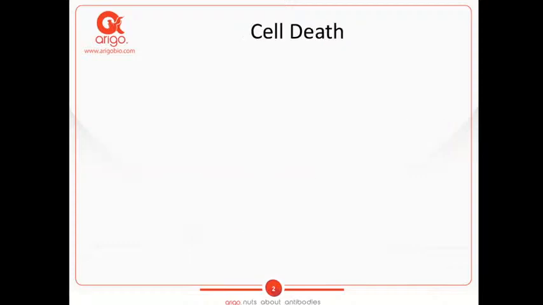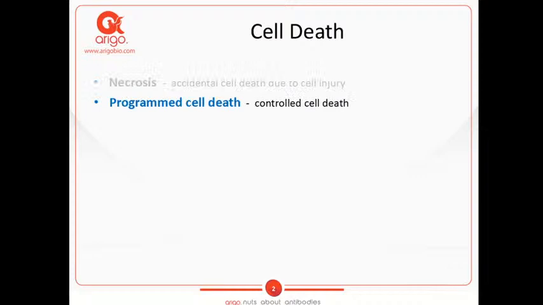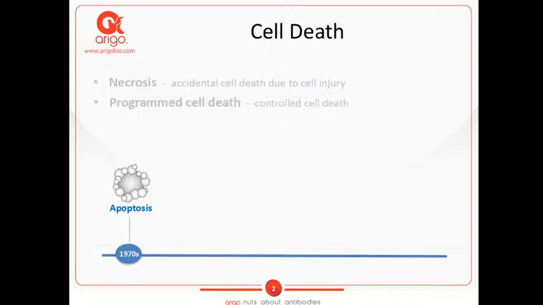Let's get back to cell death. There are two groups of cell death. One is necrosis, which is accidental cell death due to cell injury. The other is programmed cell death, which is controlled cell death. The best known programmed cell death is apoptosis, which was found half a century ago.